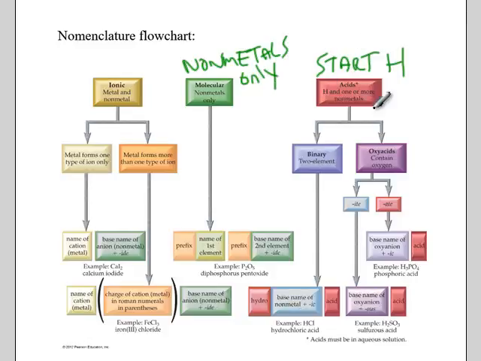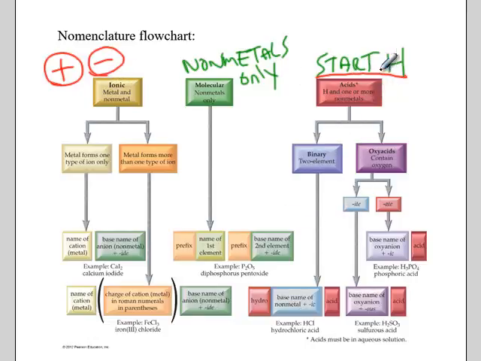So technically, acids would fall as a subcategory of a molecular compound, but for naming purposes, if the chemical starts with an H, we name it as an acid. If it doesn't start with an H, but it still contains only nonmetals, we're going to name it as a molecular compound. And if it's not an acid and it's not molecular, then it must be ionic. And remember, ionic compounds are composed of cations and anions. You want to be able to follow the flow chart and understand what it means.